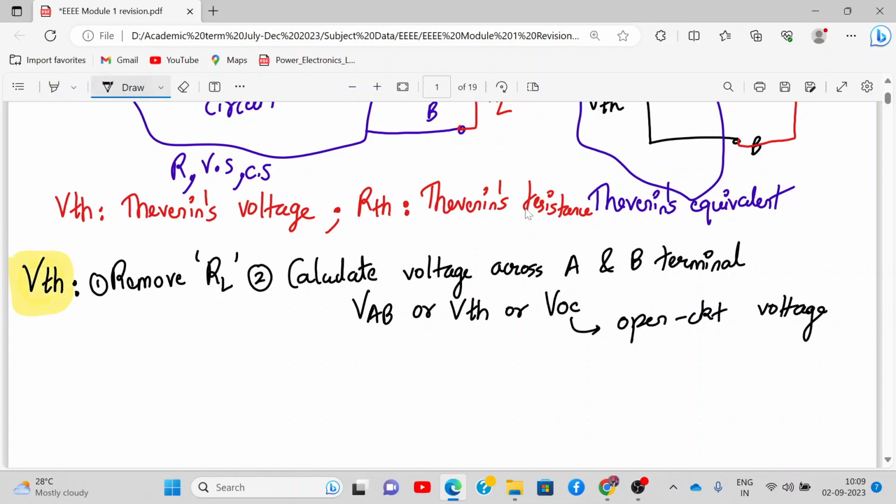Alright. Next is RTH. How do we calculate RTH? To calculate RTH, first again remove RL from the circuit. Then we deactivate.